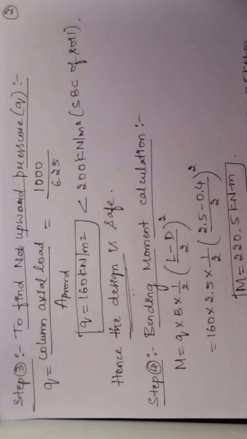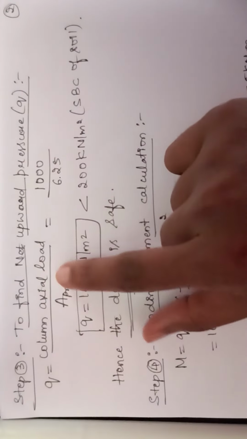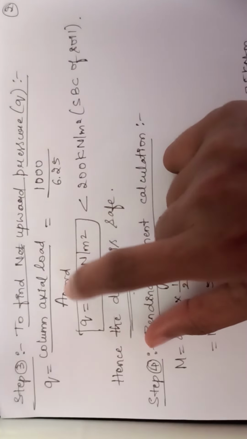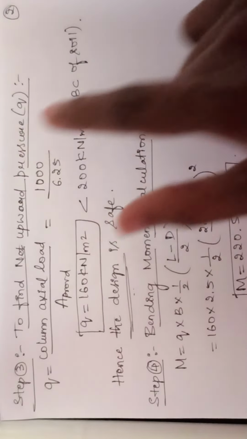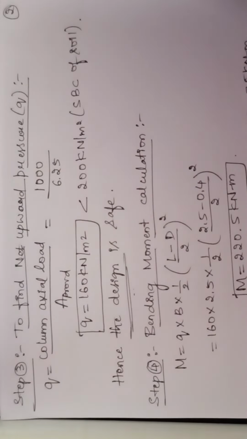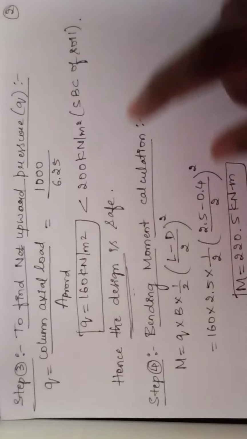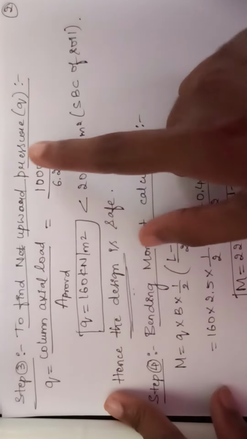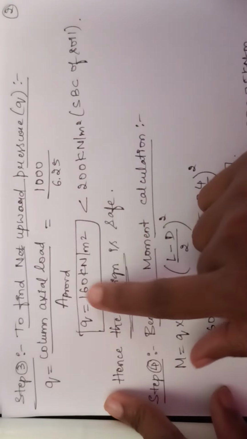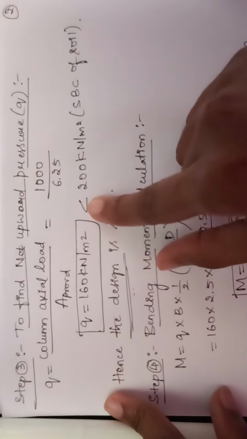So that is denoted with the symbol small q. To find the net upward pressure, we have the formula: the load which is carried by the column divided by the area we have provided. The load coming from the column is given directly in the question, that is 1000 kilonewton, and we have provided an area of 6.25 meter square. On dividing these two, we will be getting a value of 160 kilonewton per meter square.